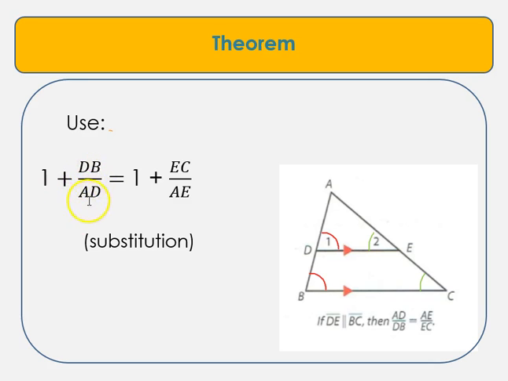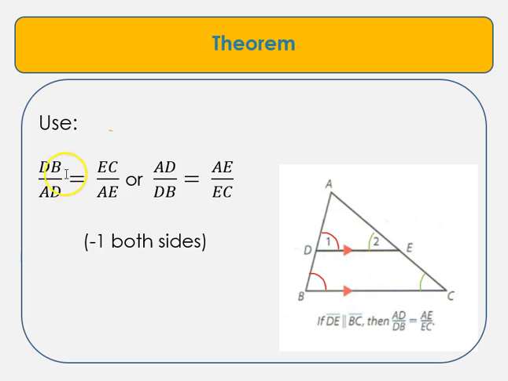So we now have this set of proportions. If we subtract 1 from both sides, we now have this final proportion, which is what we were proving for, which is DB over AD is EC over AE. Now, we're saying this portion right here, DB, over the portion of the small triangle on the left side, is equal to EC over the portion of AE on the right side.